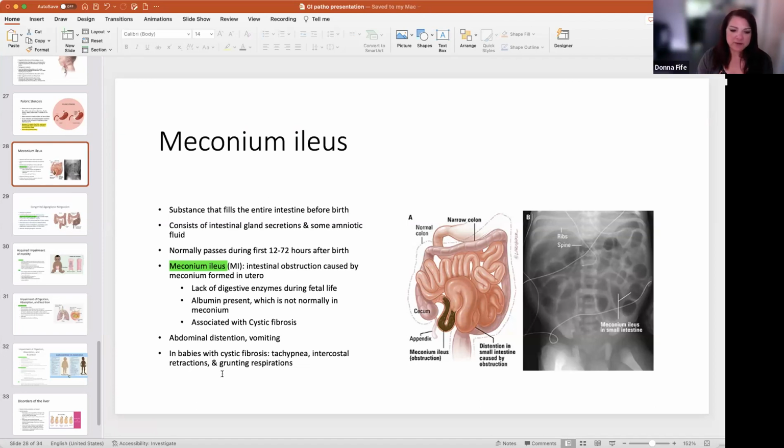And in babies with cystic fibrosis, they may have tachypnea, intercostal retractions, and grunting respirations, as those areas of the body can be affected as well. And here's just showing the meconium ileus causing an obstruction there.